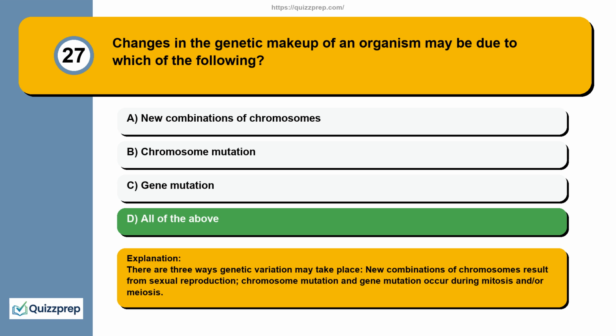There are three ways genetic variation may take place. New combinations of chromosomes result from sexual reproduction. Chromosome mutation and gene mutation occur during mitosis and/or meiosis.